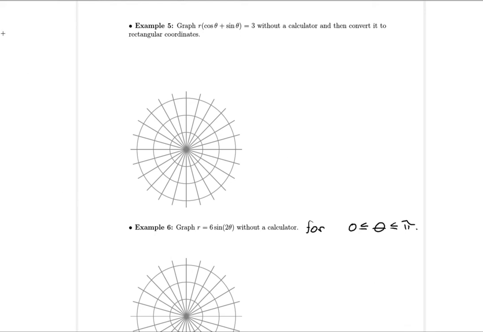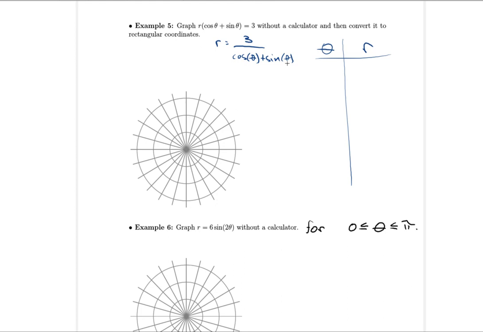All right, so let's see what's happening in example number 5 here. So we want to have theta here, we want to have r here. Well, if I want to easily be able to construct this table, then I should probably get r by itself. But I can do that if I just divide both sides by cosine plus sine. So this will be r is equal to 3 over cosine theta plus sine theta.